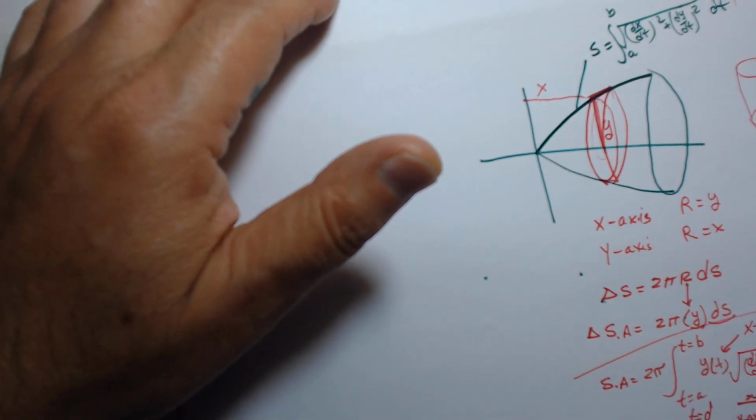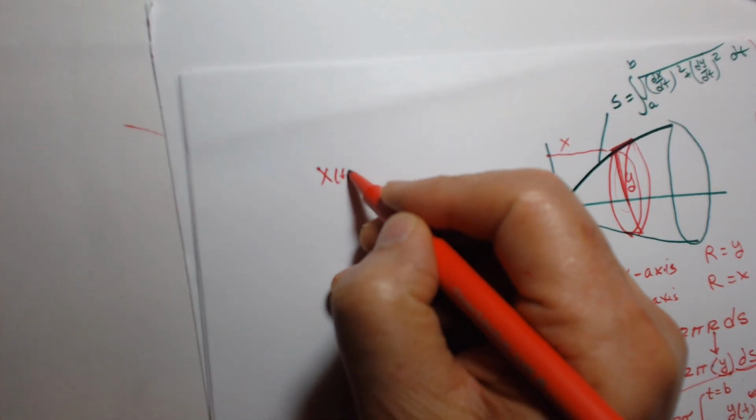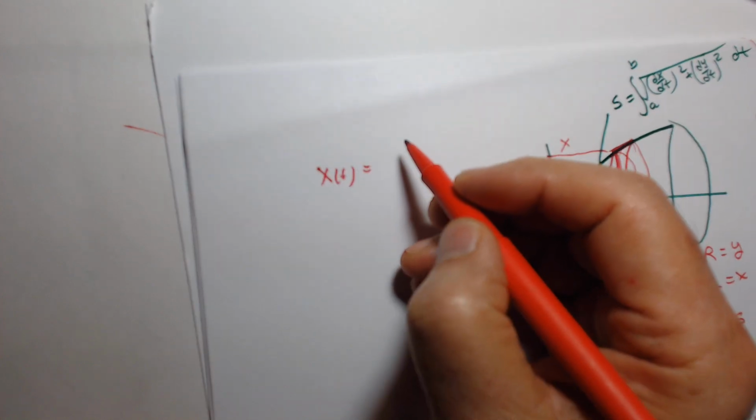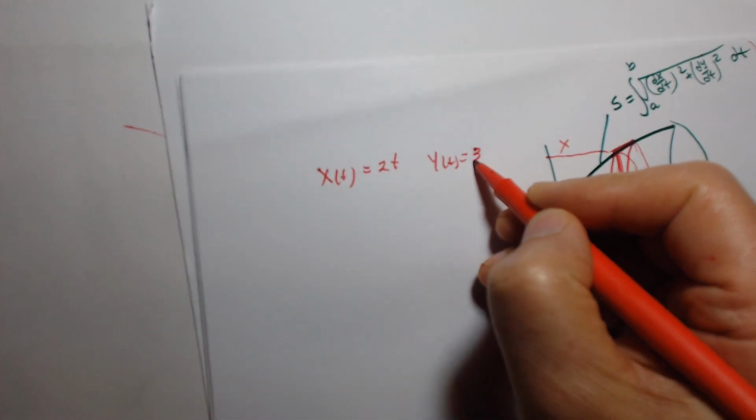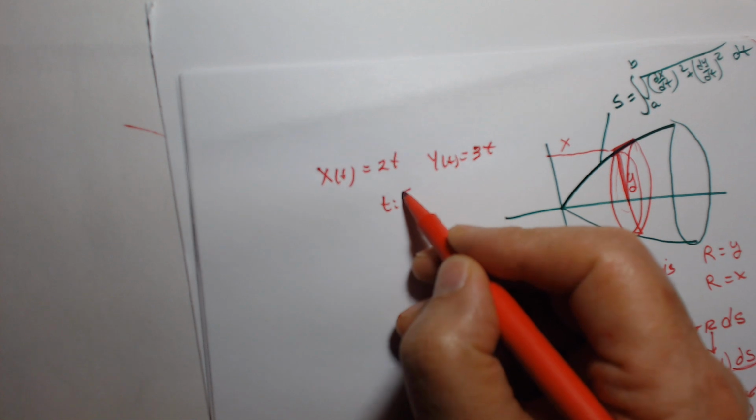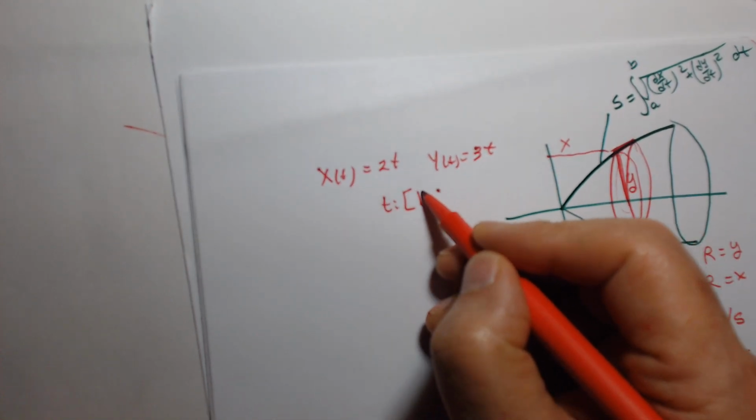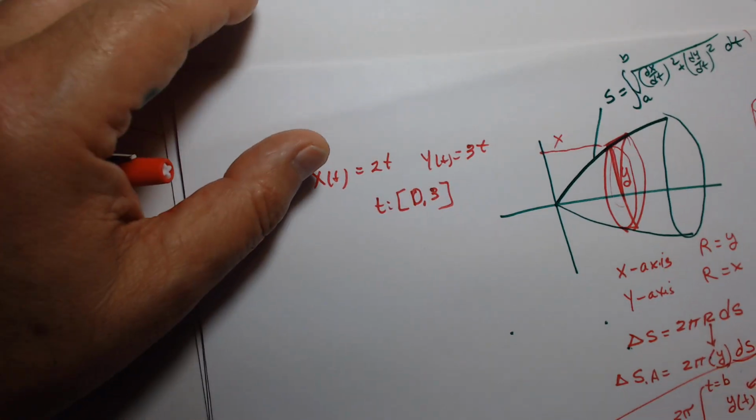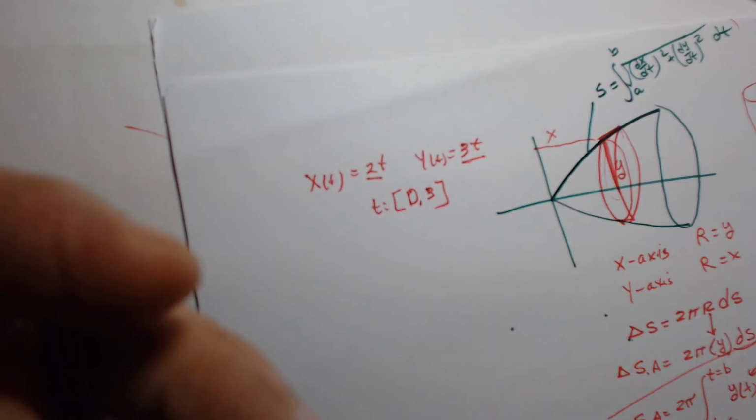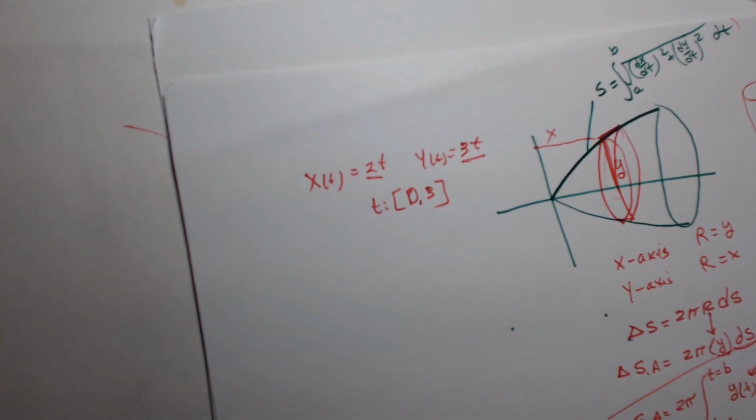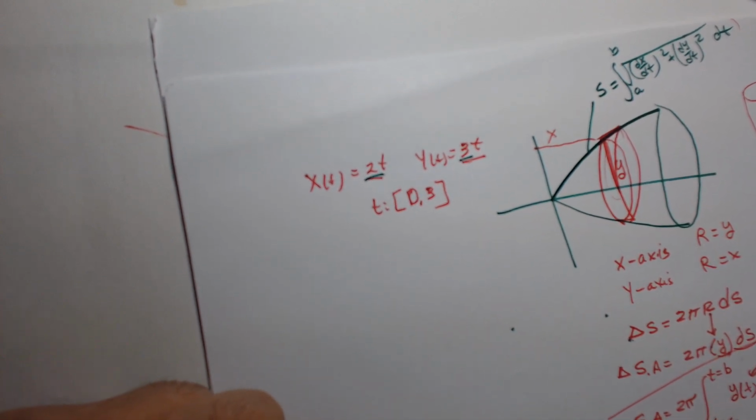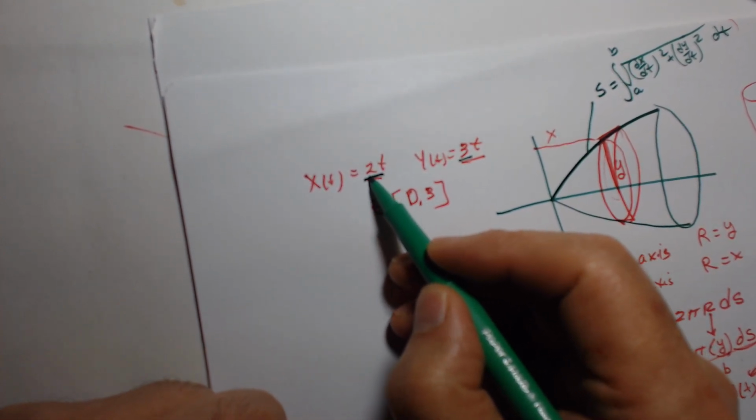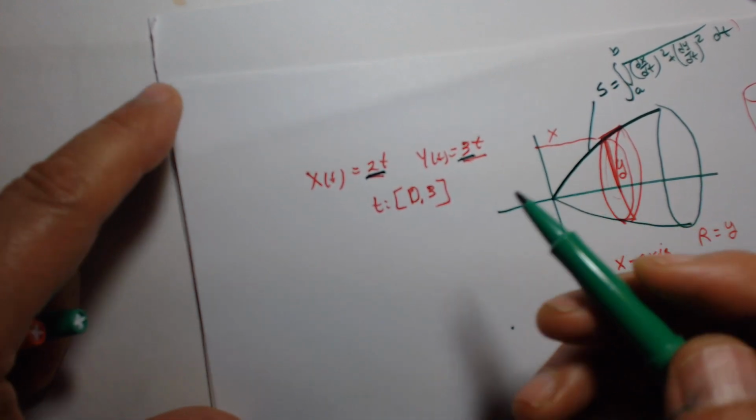Then let's solve a problem right here and say you have x of t equal to 2t and y of t equal to 3t. And I want my t to go from 0 to 3. You know both of these equations are linear, therefore the graph should be a line, and the slope is going to be 3/2. Therefore, for every 2 unit change in x, your y changes 3 units.